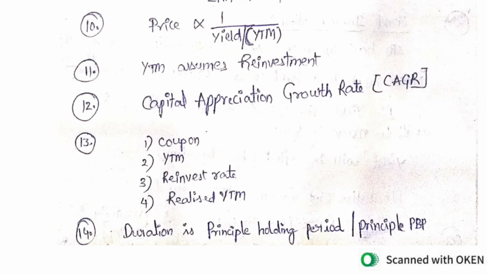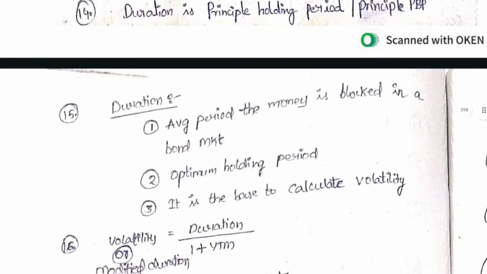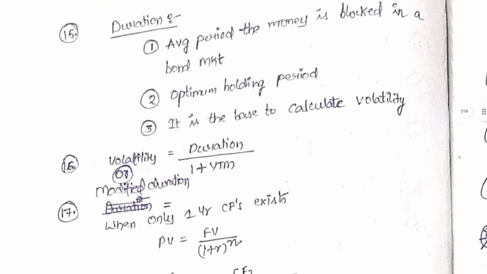Duration is principal holding period or principal payback period. Duration is the average period the money is blocked in a bond. It is the optimum holding period. It is the base to calculate volatility. How to calculate volatility or modified duration? Modified duration, or volatility, equals duration divided by 1 plus YTM.